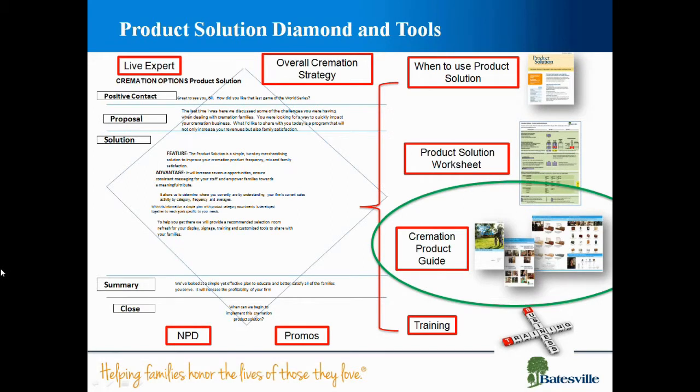In our diamond, the Cremation Product Guide comes after the Product Solution Worksheet. Once the baseline is established and submitted to the home office, we then generate a product guide, which is a visual representation of that merchandise assortment that can be shared with families.